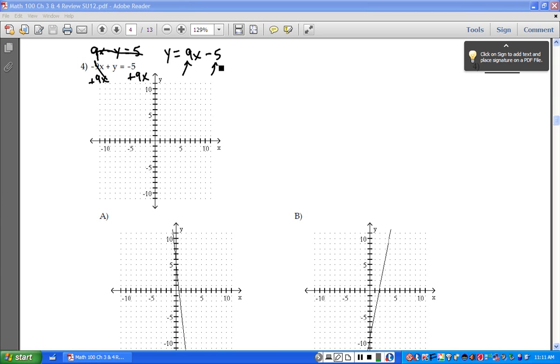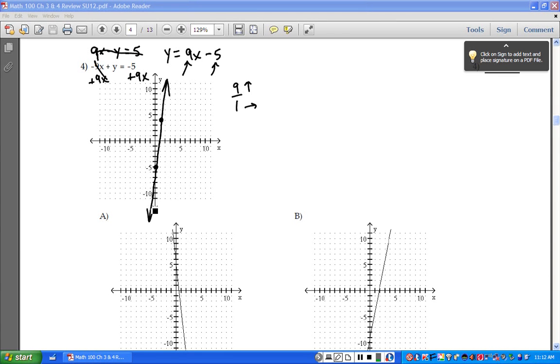There's my slope, there's my y-intercept. So I make my first point at -5 on the y, because that's my y-intercept. Now my 9 is my slope, and 9 is like saying 9 over 1. So that's up and right. From the -5 we'll go up 1, 2, 3, 4, 5, 6, 7, 8, 9, and over 1. So that puts me right there. I'm looking at a graph that would look something like that.